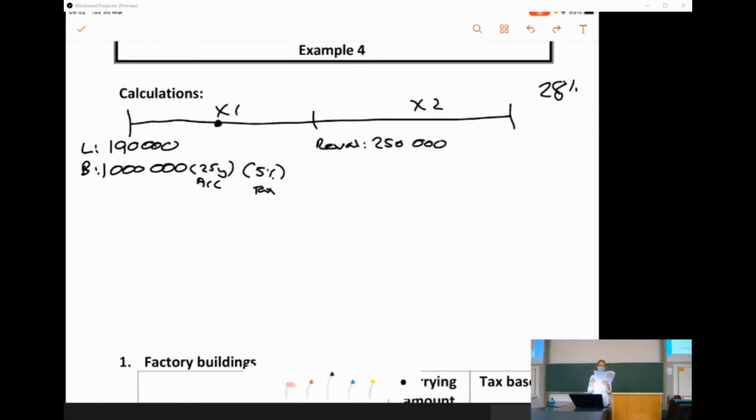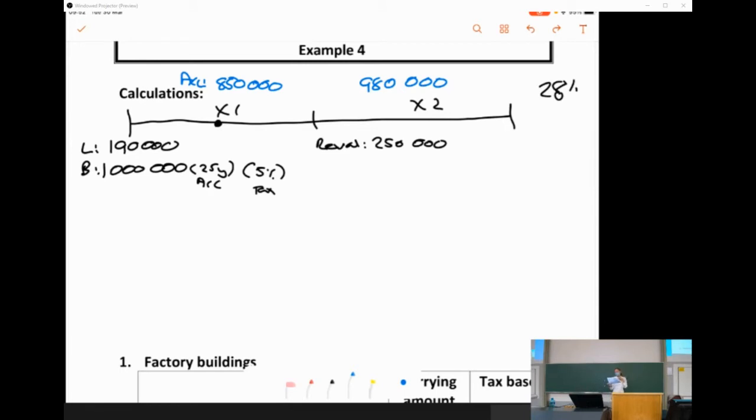Profit before tax, after taking all of the above information into account, amounted to 850,000 for X1. So that's my accounting profit. And 980,000 for year 2. Okay, so that's the scenario.